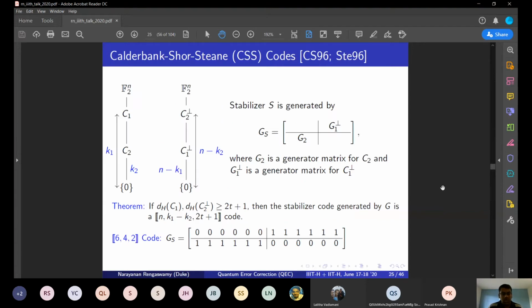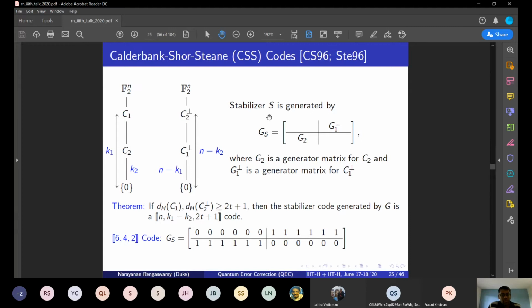CSS codes are a specific form of stabilizer codes. This is where you can see classical codes directly popping in. Remember, this was our stabilizer matrix. Each row gives you a generator for the stabilizer group, and any pair of rows must have symplectic inner product 0 because the group is a commutative subgroup.